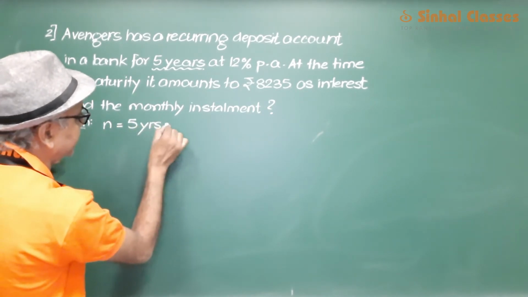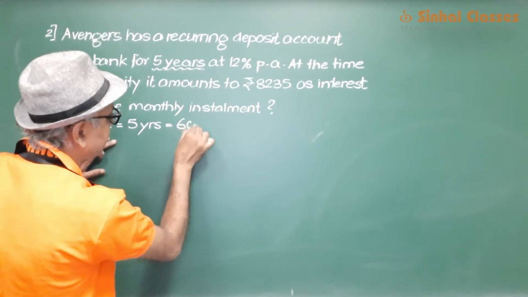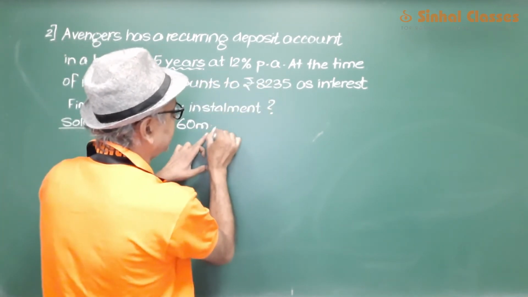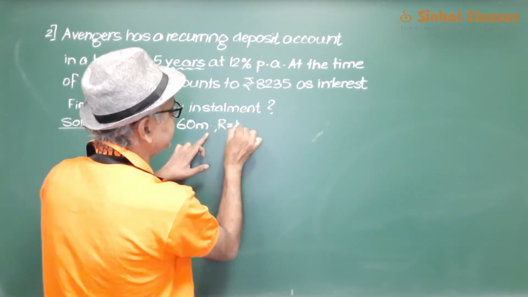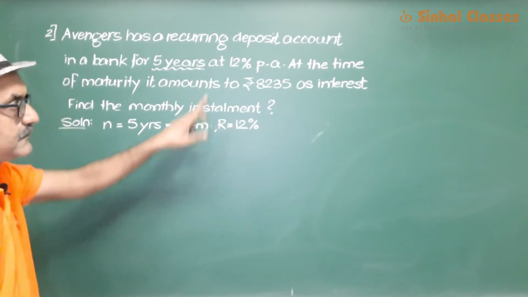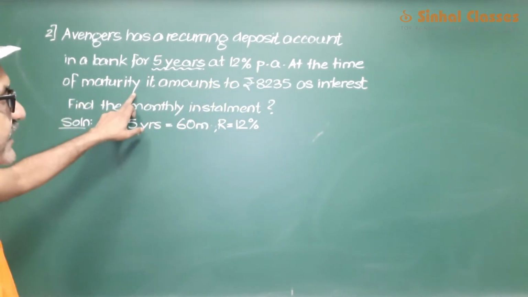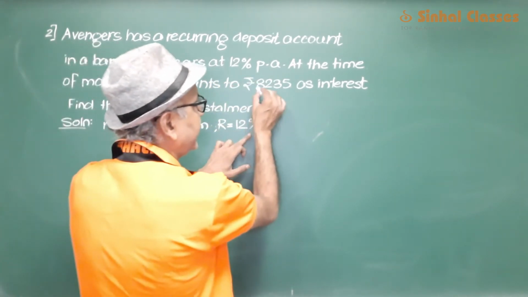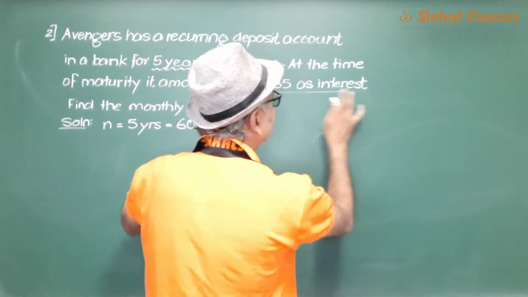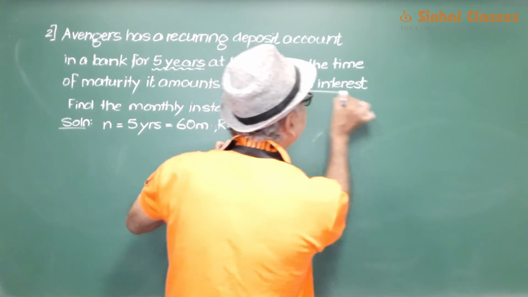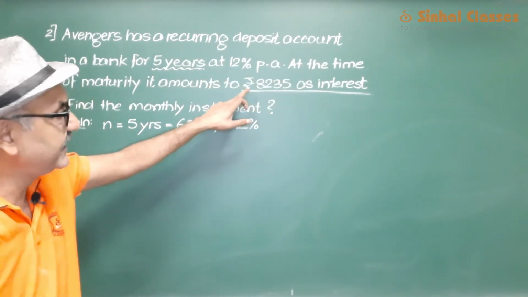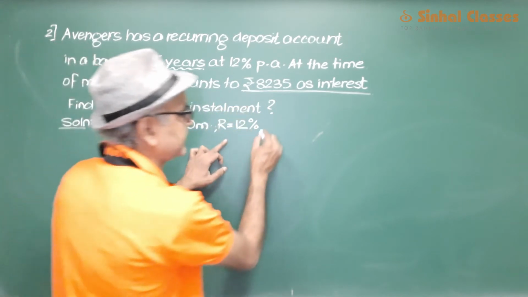This is to be converted into months. At 12% per annum, rate of interest is 12. At the time of maturity, it amounts to 8235 as interest. Now see, this is a very important term. 8235 as interest. So this is the interest.